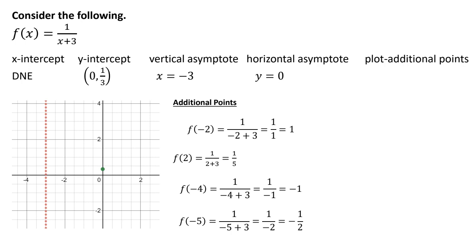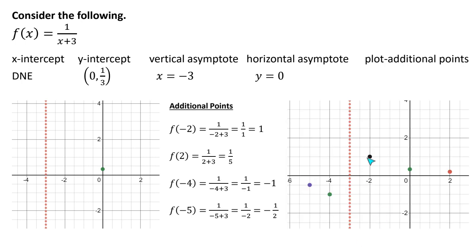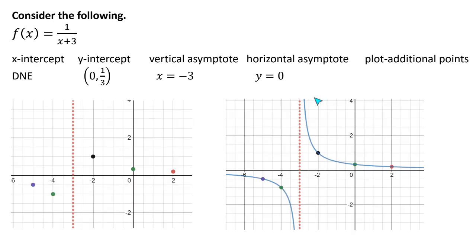So if we plot these points, here are my points after I plotted them. And now we connect the points with our graph. And you can see here that our graph is going to get closer and closer to this vertical asymptote, but it's not going to pass it. And the same on the left side. Okay. So that would be our graph for the function f of x equals 1 divided by x plus 3.